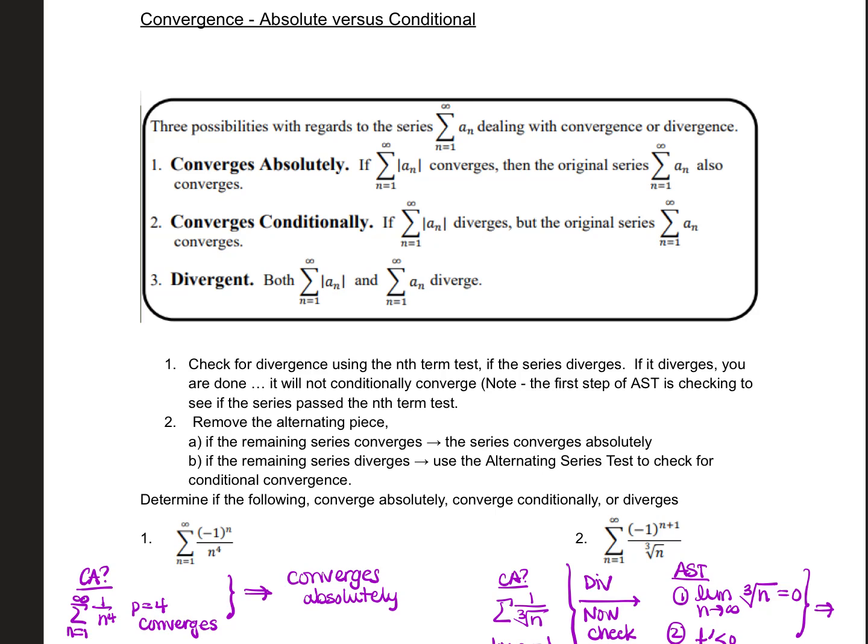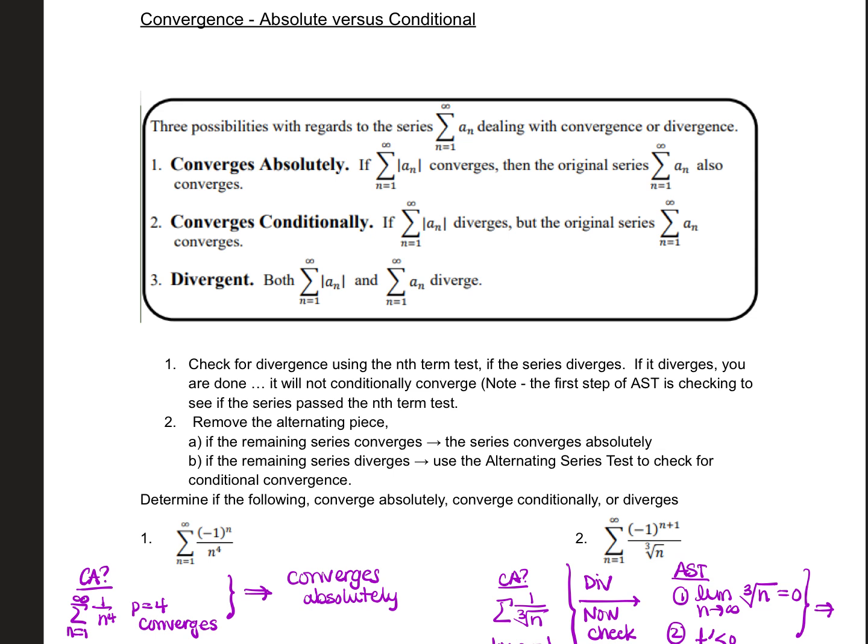All right, the next test is combining the alternating series test with all the other tests that we've had, and that adds a little bit of chaos. So before we do anything, we're first going to remove the alternating part and determine if that converges. If the non-alternating part converges, it is said to converge absolutely.